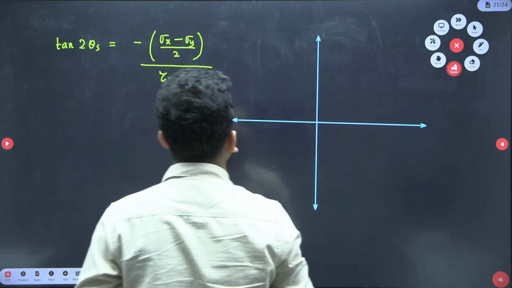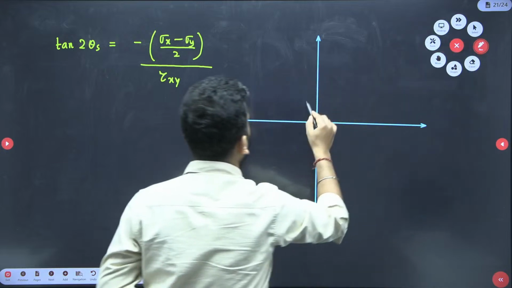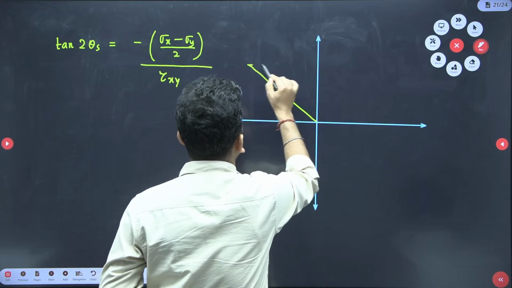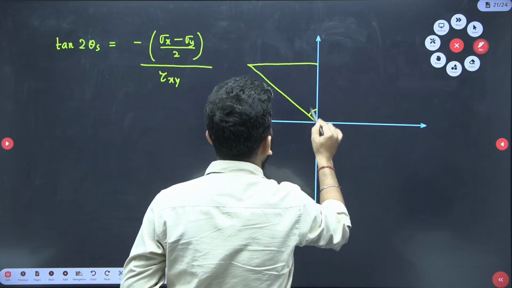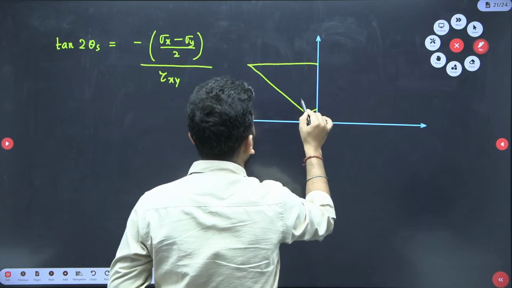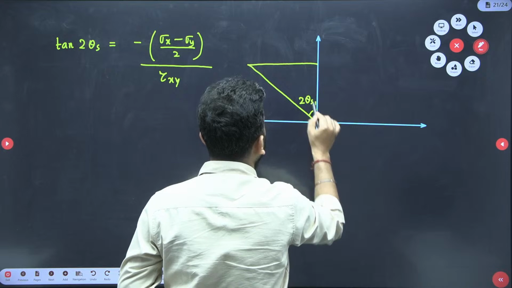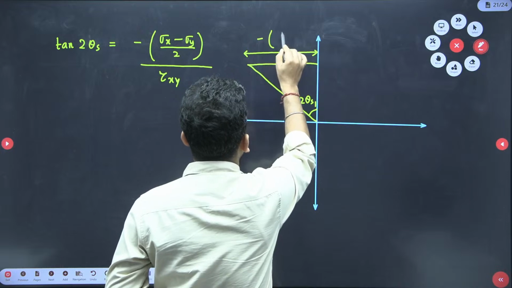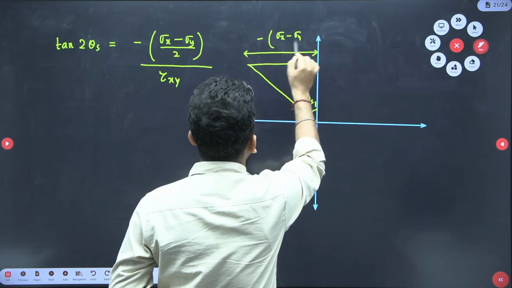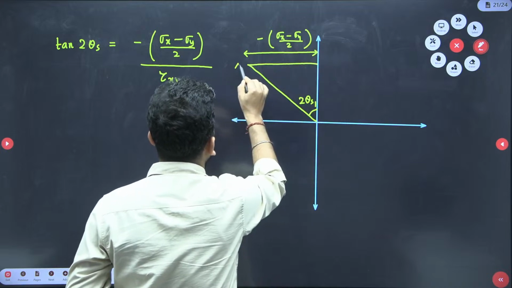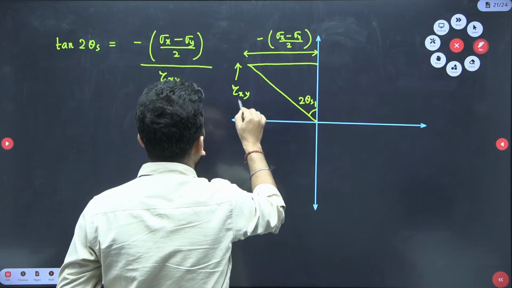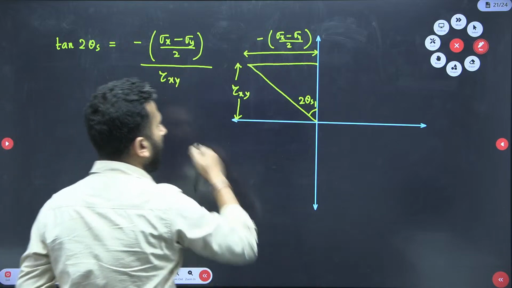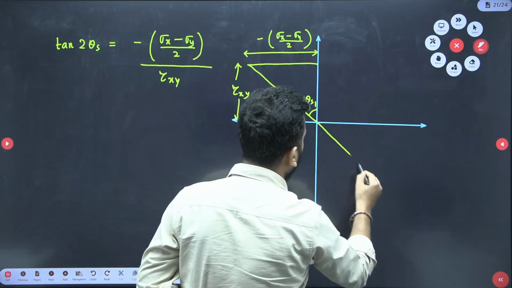So if you try to plot it, it will be coming out as something like this, because see, the minus sign is there. So let's say this is 2 theta S1. Then this distance will be minus (sigma x minus sigma y) by 2. And this distance can be your tau xy, but again this tau xy can also be negative and that will be positive. So one more possibility is there.